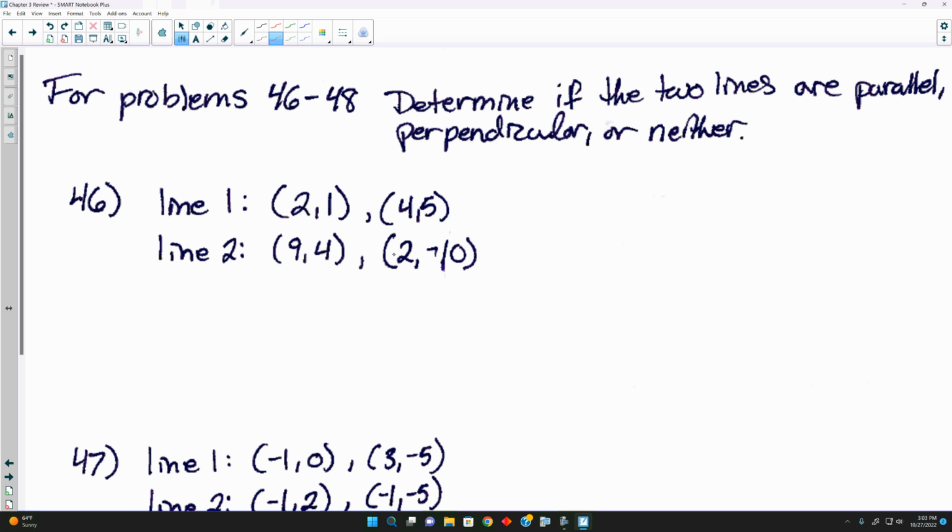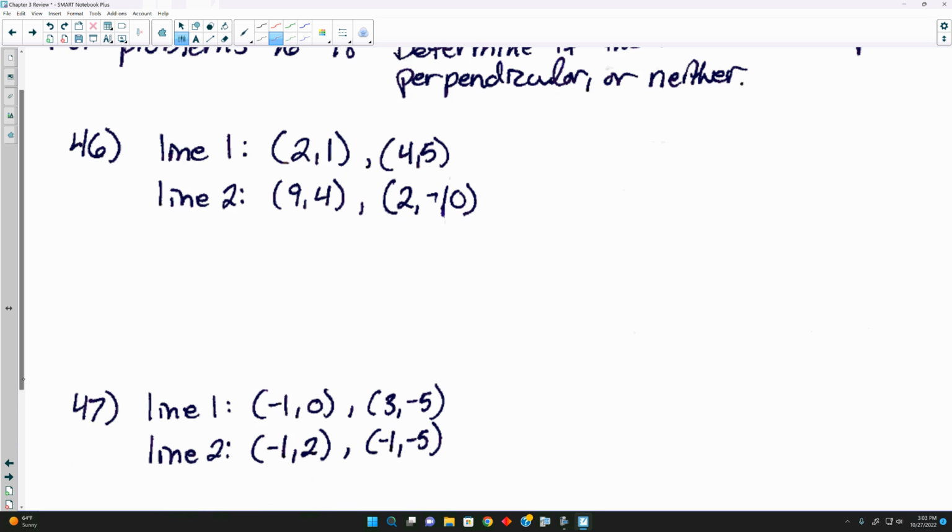Determine if the two lines are parallel, perpendicular, or neither. Do y'all want to look at 46, 47, or 48? Which one of those? 46. The equation for slope is y2 minus y1 over x2 minus x1.